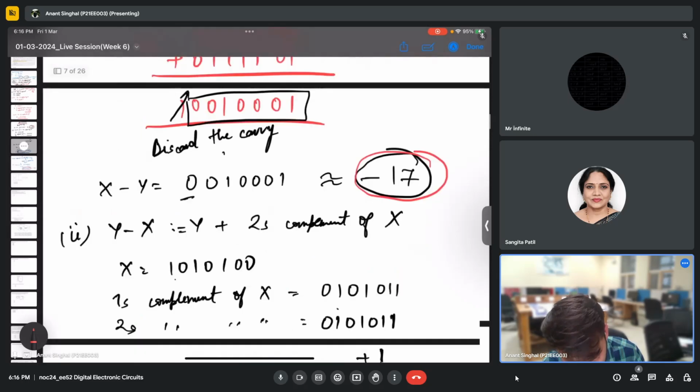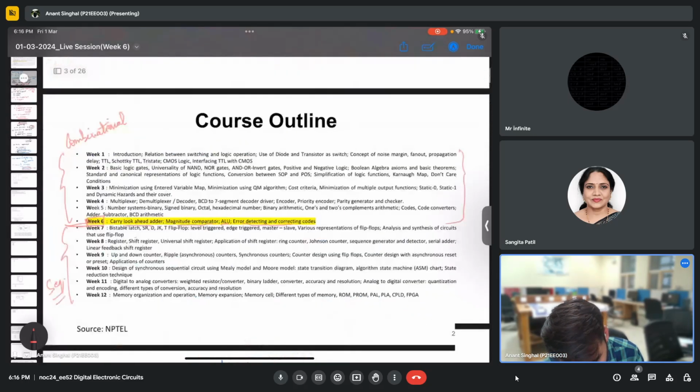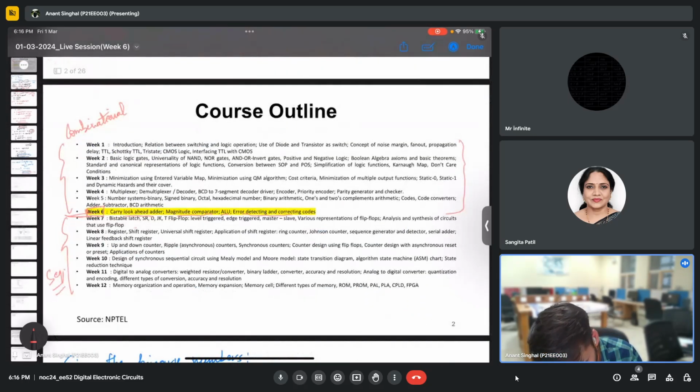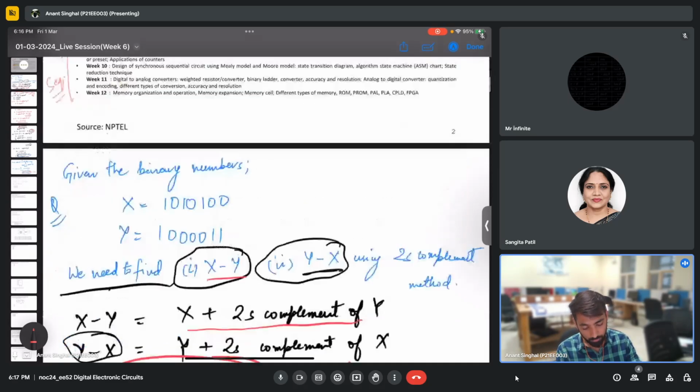So as we discussed, now we'll be starting with this week's topic. That was for week 6. We have some adders, some magnitude comparators, some ALU, that is arithmetic and logic unit, and some of the error detecting and correcting codes. So let's start with these topics now.